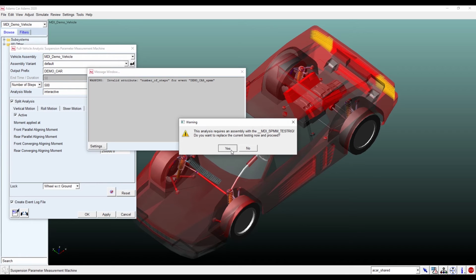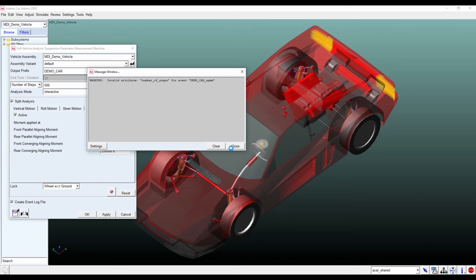In steering sub-event, the steering wheel is actuated using rotational motion. Before performing an SPMM analysis, you must specify several parameters about the vehicle in which you intend to use the suspension and steering subsystems. These parameters include the steering ratio, whether or not the suspension is front or rear wheel drive, and the braking ratio.